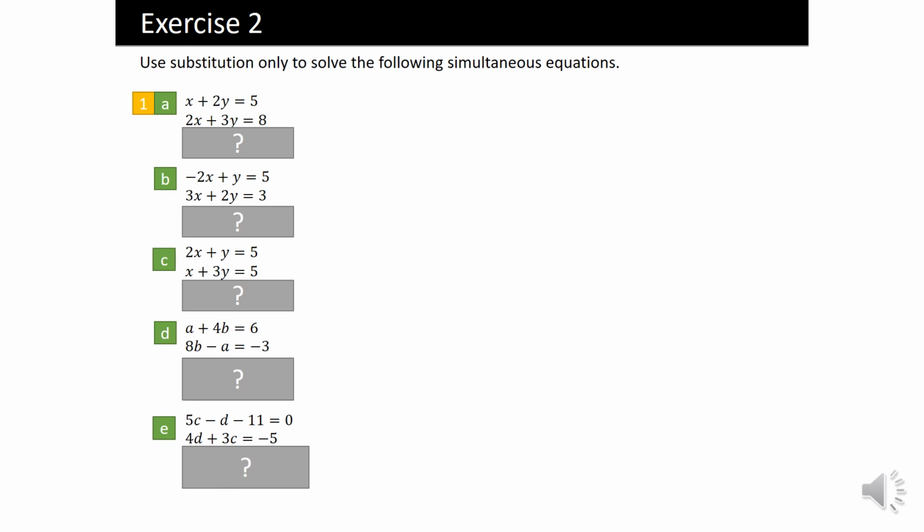So I'll also attach a couple of extension questions as well to the Firefly task, so if you do finish the ones on the slides, do have a look at them if you've still got some time left.